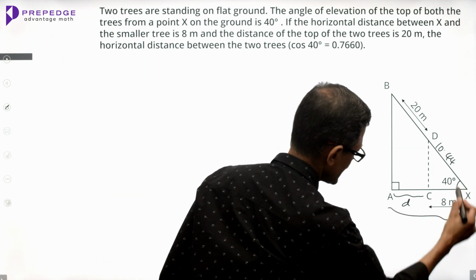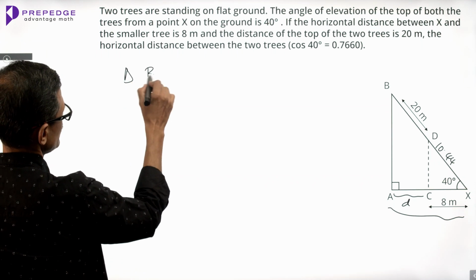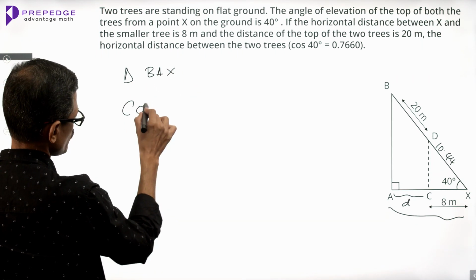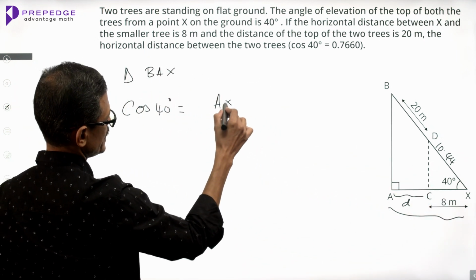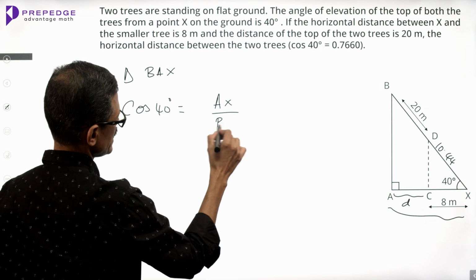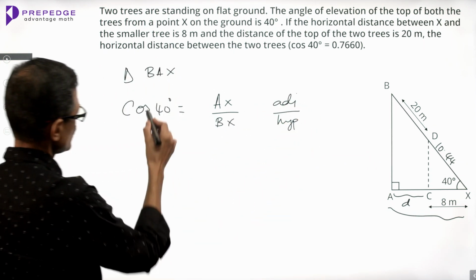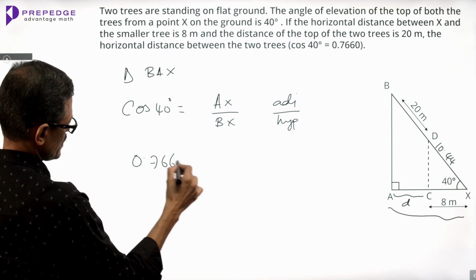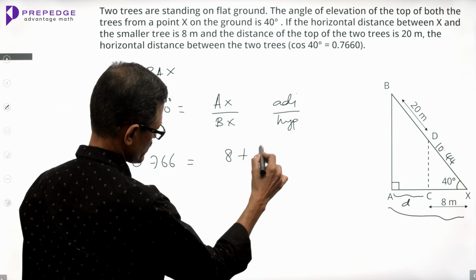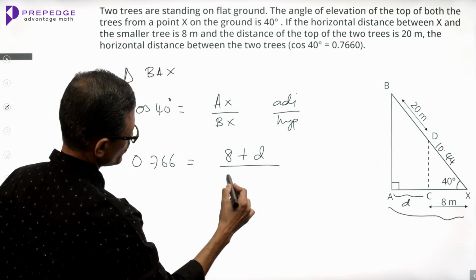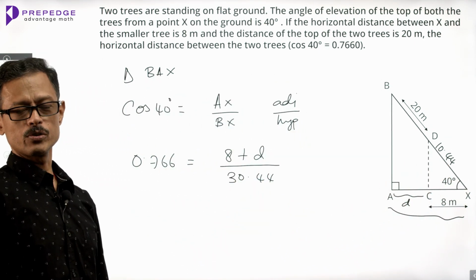This is the adjacent side to angle 40 degrees in right triangle BAX. So we are looking at right triangle BAX. In it, cos 40 will be equal to the adjacent side AX divided by BX, which is the hypotenuse. This is the adjacent side and this is the hypotenuse. We know the cos 40 value, which is 0.766. The adjacent side's value is what we are finding, which is 8 plus d. And the hypotenuse we found part of in the last part, making it equal to 30.44.